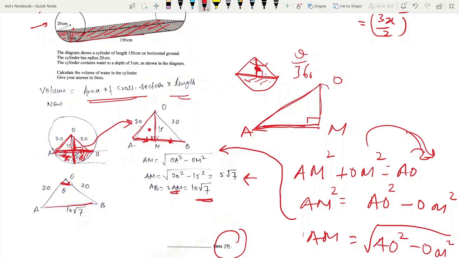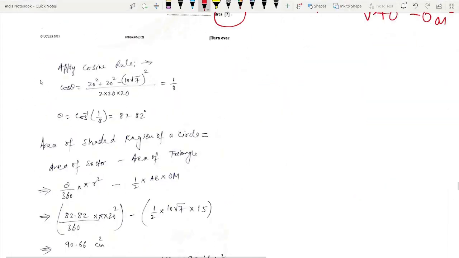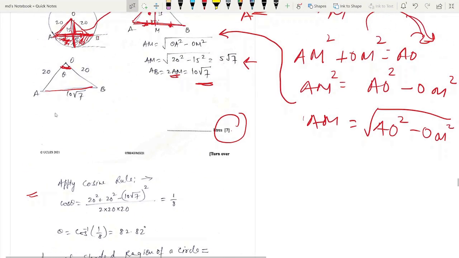Okay, so we can apply the cosine rule, right? We have 3 sides, so we can apply the cosine rule. You can check that. Here it is easy for us to apply the cosine rule. You will see the triangle. So this is theta, right? So adjacent sides are 20 and 20. So 20 square plus 20 square minus opposite side square over 2 times multiplication of adjacent sides.